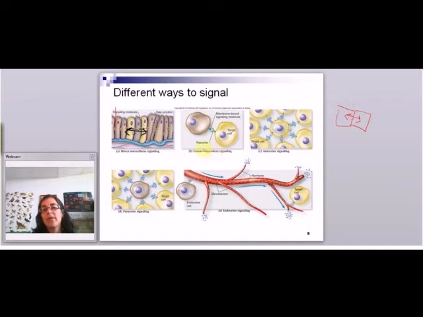In contact-dependent signaling, this is cells that have to get close together, but they don't have to live next door to each other. So that's kind of the difference between these two. These have to live next door to each other. These guys just have to get in contact with each other. They don't have to live next door to each other.